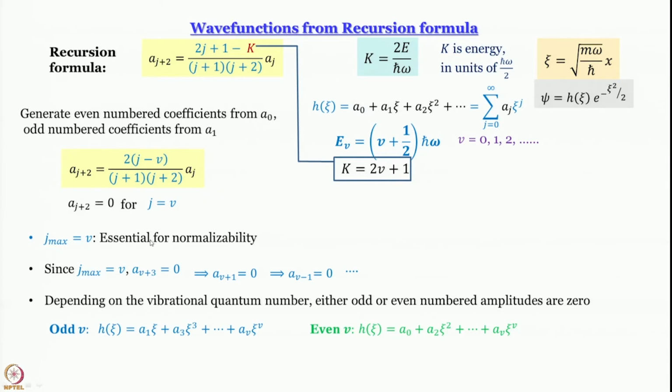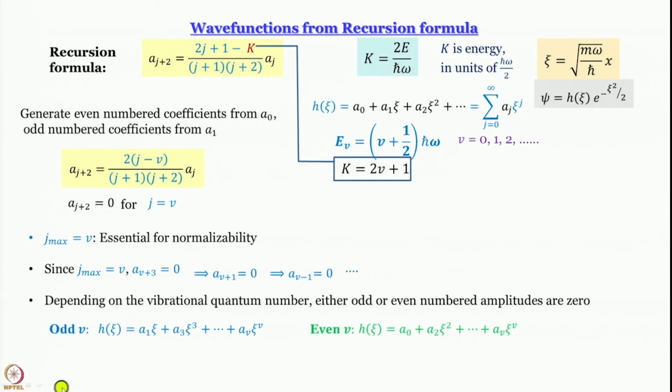Then we said that this recursion formula connects alternate amplitudes. So depending on whether j is even or odd, all amplitudes for odd or even terms respectively are going to be 0, because you will not be able to access them. So what we have been able to do is write, instead of one infinite series, two separate terminated series for the function h of xi.